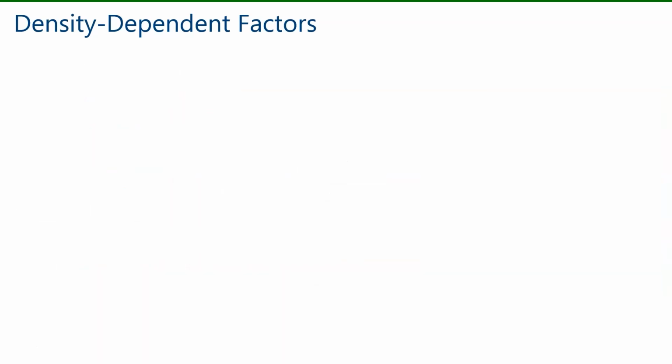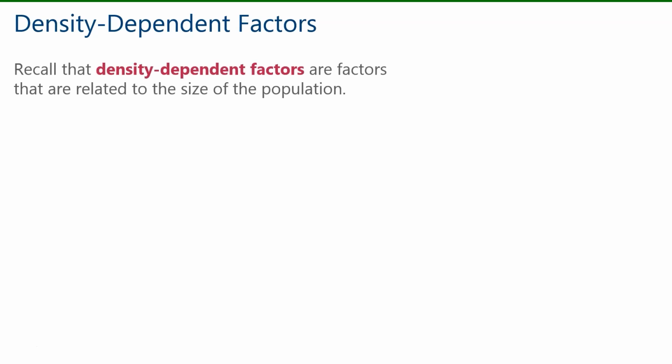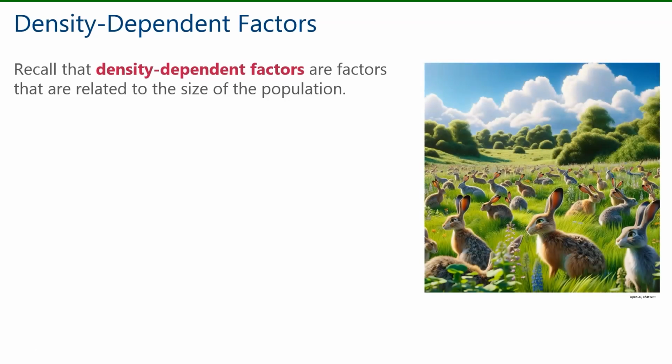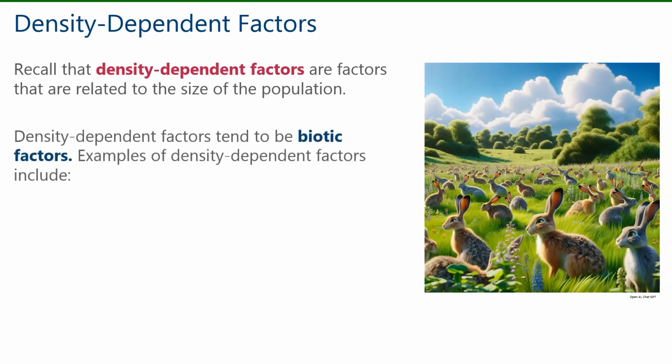Let's look at density-dependent factors in some more detail. Recall that density-dependent limiting factors are factors that are related to the size of the population. So in the image, we see a dense population of hares. There are many hares in a small space. Density-dependent factors tend to be biotic factors. Examples of density-dependent factors include things like disease, parasites, predation, and competition.